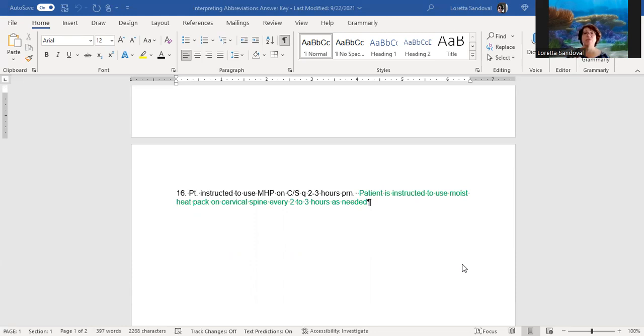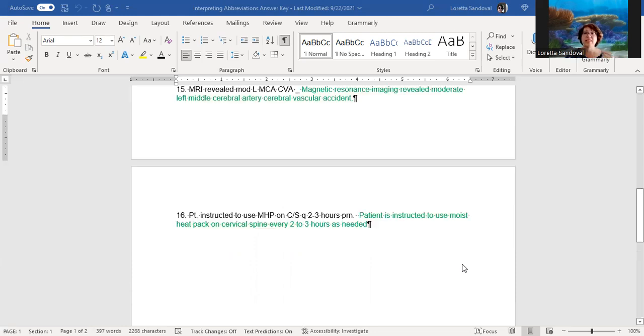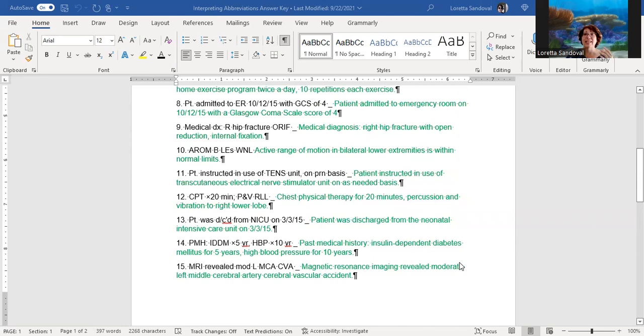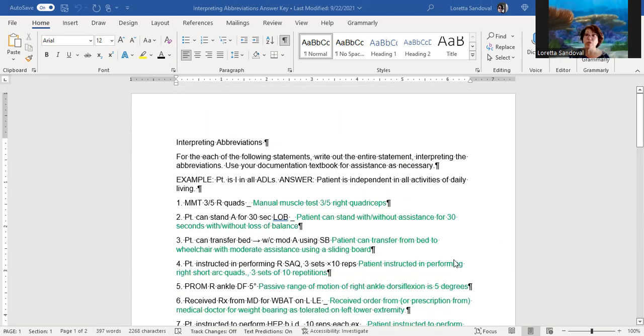Q 2 to 3 hours, which is every 2 to 3 hours. PRN is as needed. So the idea of this exercise is really to see that it might seem utterly clear to you when you write all those abbreviations out, but it has to be utterly clear to the person that you're trying to communicate with. So not this week, but the following week, we're going to have the opposite, where we have a sentence all written out and you have to put it into clear abbreviations.